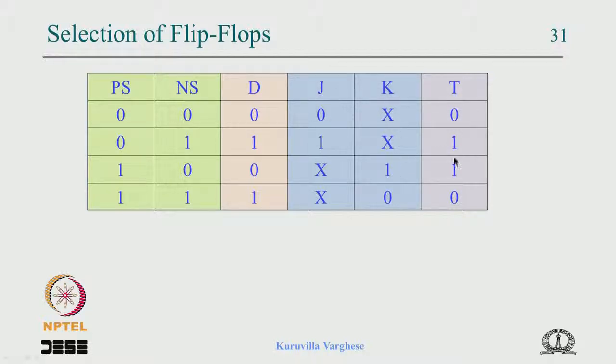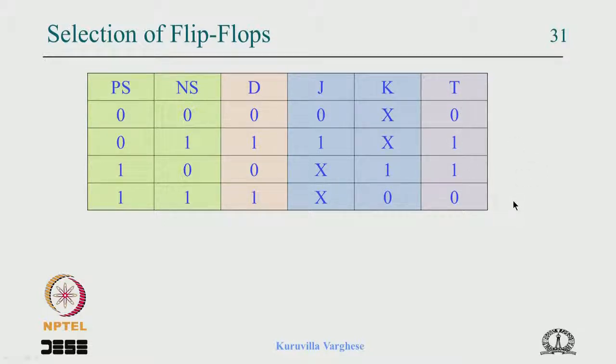And if it is a toggle flip flop, then you know that for 0 to 0 it should not toggle, so T is 0. For 0 to 1 it has to toggle, so T is 1. For 1 to 0, T is 1. For 1 to 1, it's 0. So with a toggle flip flop, there is an input called toggle, and if it is 0 the output won't toggle, and if it is 1 the output will toggle. That's the meaning of it.